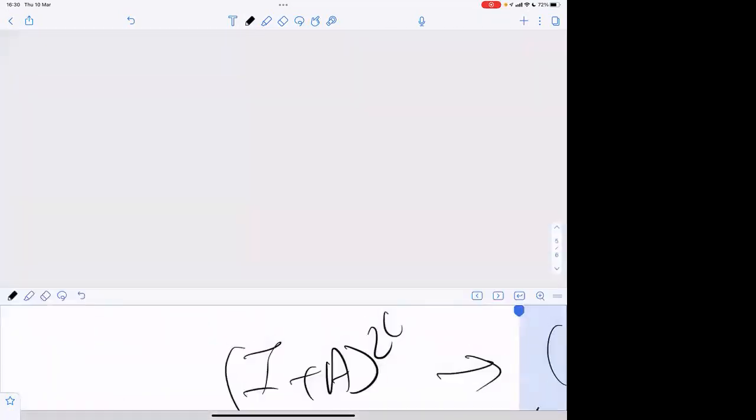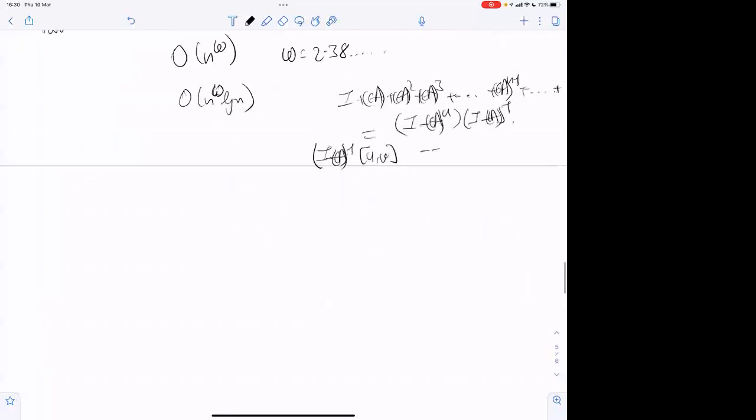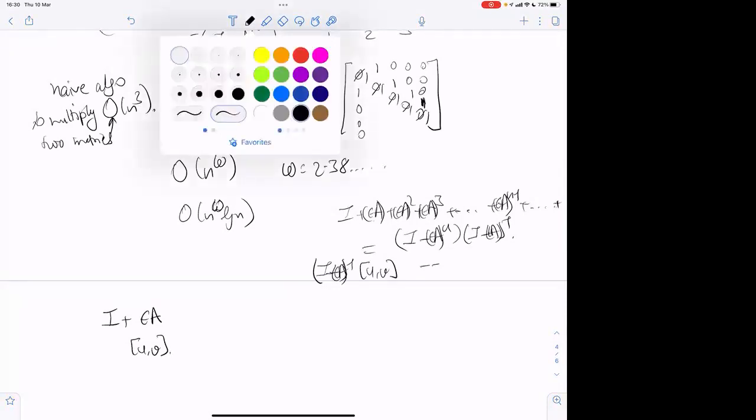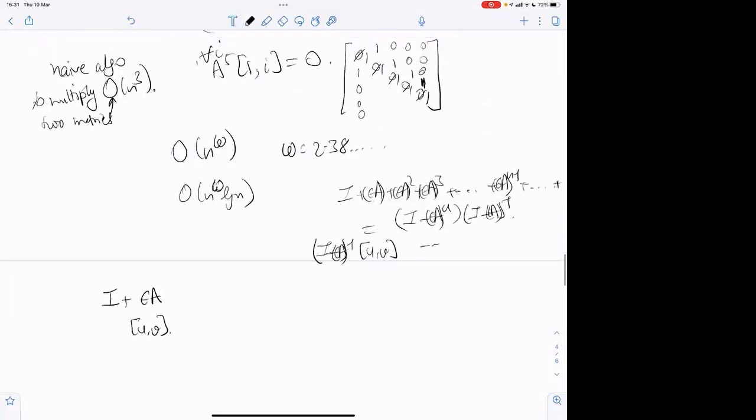Sir, I don't understand why this should work. Okay, so let me explain. Look at I plus epsilon A, correct? What does the UVth entry of this say? This says that for U not equal to V, if there is an edge between them, you put epsilon, otherwise you put 0, correct?